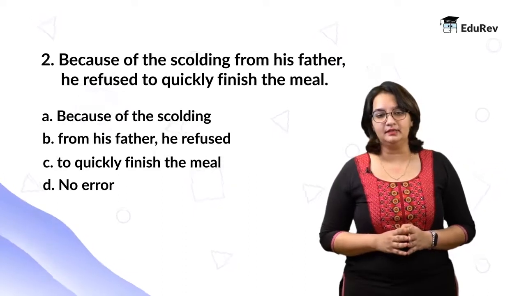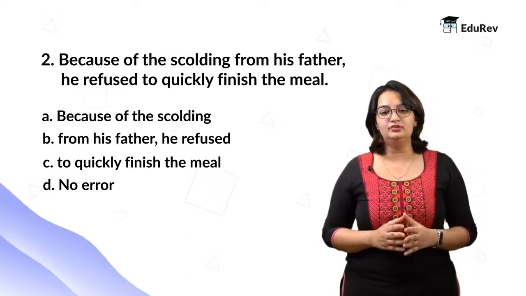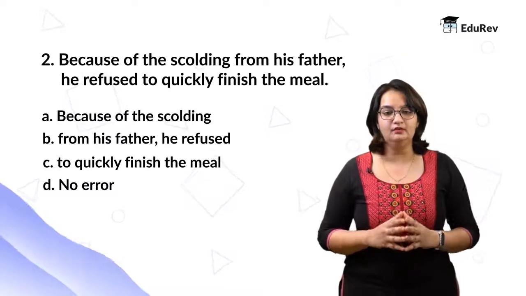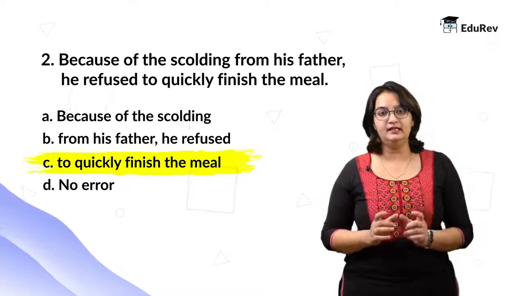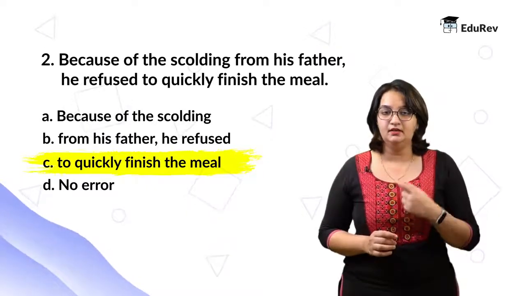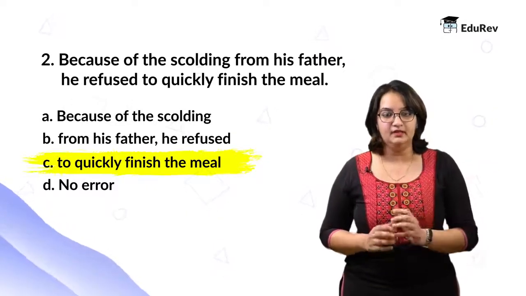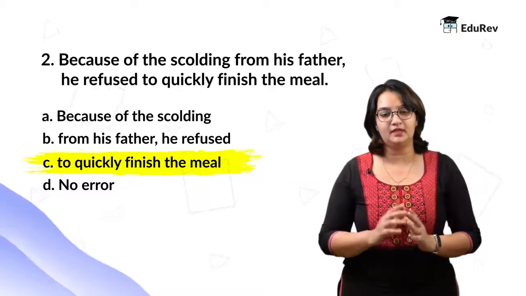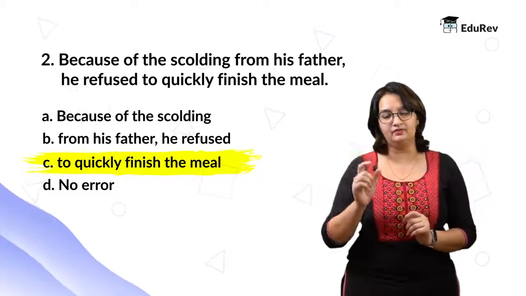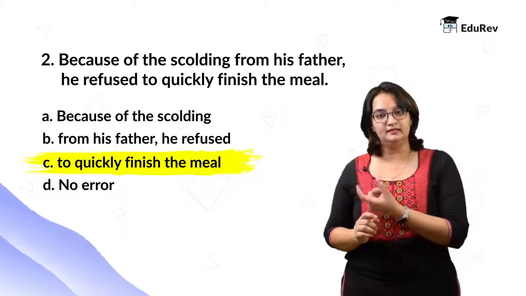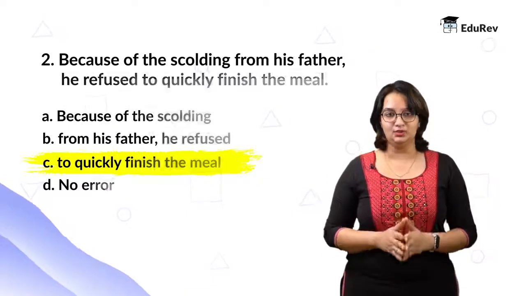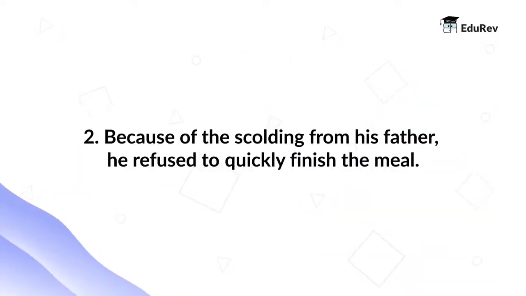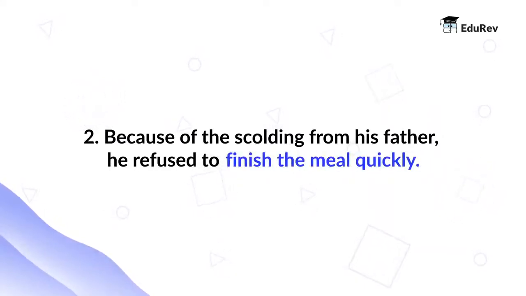In this particular statement, we see an error which is known as split infinitive. Here, what is happening is that between the to and the infinitive, there is an adverb that is coming in between. We do not use adverbs in this manner. Here, if we take a look at the statement, we have to replace this particular adverb quickly and place it in a sentence in such a manner that the to infinitive can stay together. So, the correct answer here would be, because of the scolding from his father, he refused to finish the meal quickly.